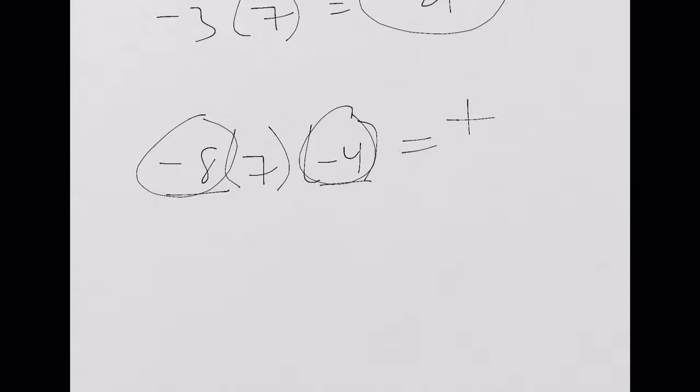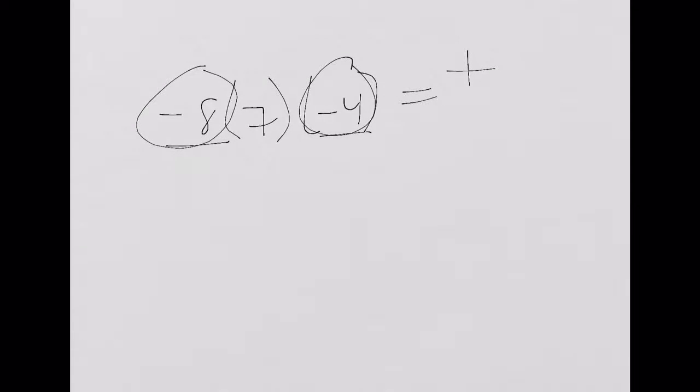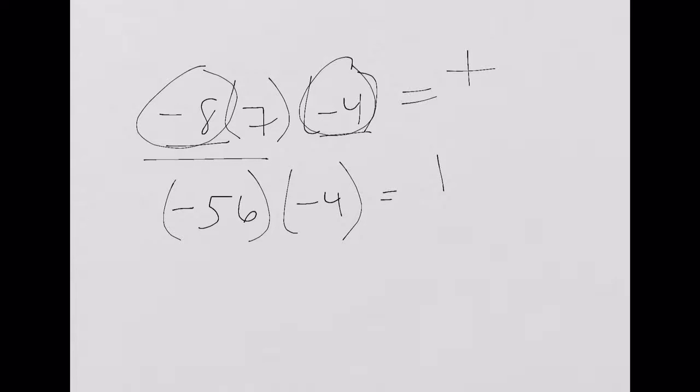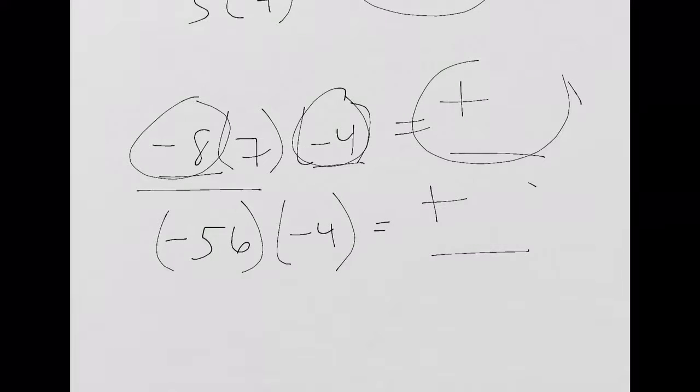But let's say we just went left to right. We followed some order of operations, as we'll call them. And I do -8 times 7 first. Well, those signs are different, so my answer is going to be negative. And I have 8 times 7, which is 56. But now I would then multiply that number by -4, and I have a negative times a negative, which is a positive. So again, my answer is going to be positive, right? We know it's going to be positive.